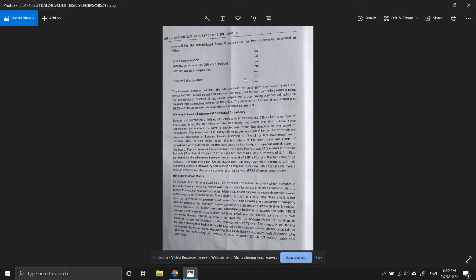So goodwill at acquisition is incorrectly calculated. The finance director did not take into account the contingent cash, since it was not probable that it would be paid. Additionally, he measured the non-controlling interest using the proportional method of net assets, despite the group having a published policy to measure non-controlling interest at fair value. So the policy is to measure at fair value, but it was measured at net assets. Share price of Grape at acquisition date was 4.25, and this should be used to value the non-controlling interest.